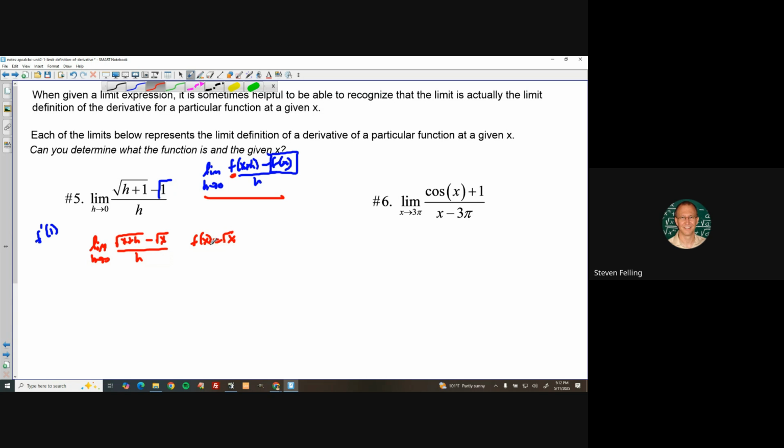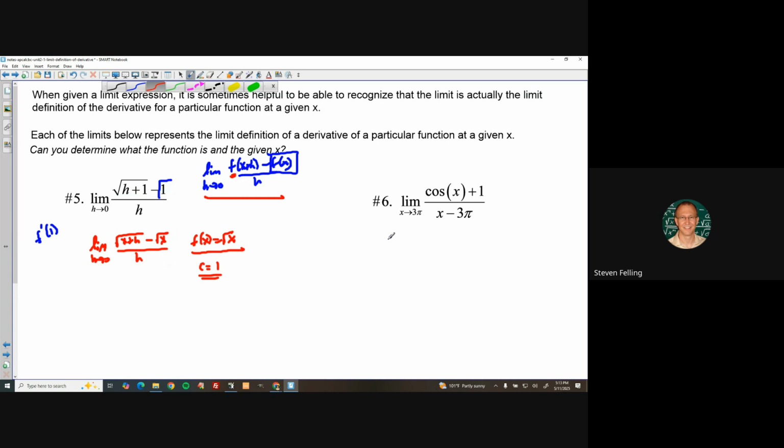Let's see, what are they asking me? Can you determine which function in the given x? Yeah, so this would be the limit definition of the derivative if the function was the square root of x, and we would be evaluating this at the value 1. So it's not actually asking me to evaluate the limit. It's just asking me to identify what function this is the derivative of. This is the derivative of the square root function at an x value of x is equal to 1.